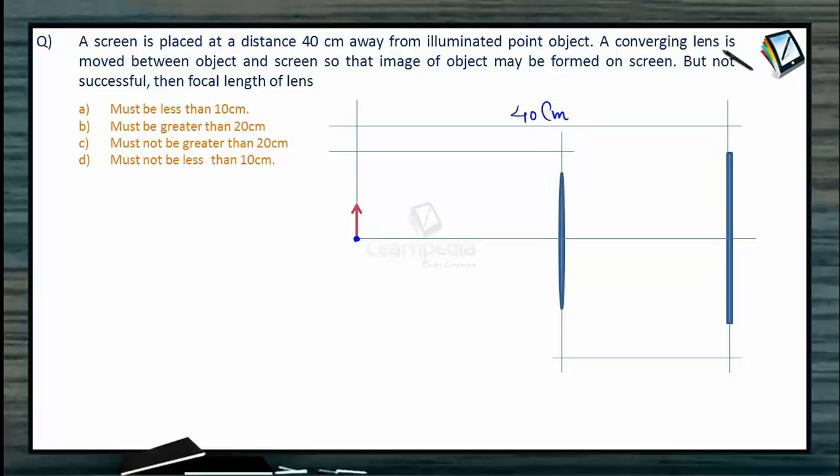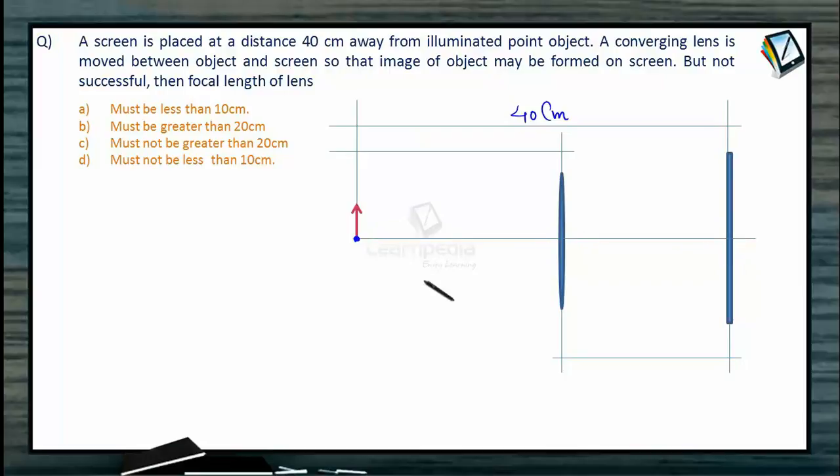A converging lens is moved between the object and the screen. Here is our converging lens. It's moved between the object and the screen, so that the image of the object may be found on the screen, but it is not successful. It is said that the separation between these two is 40 centimeter, and there is one lens which is being moved from here to there, so that somehow we may get some real image on this screen. But it is said that it does not happen. Why does it not happen?